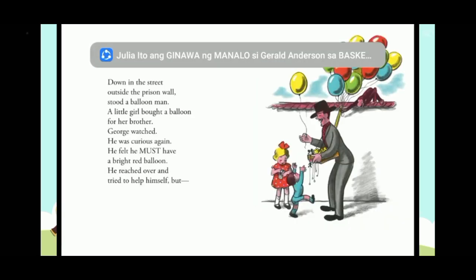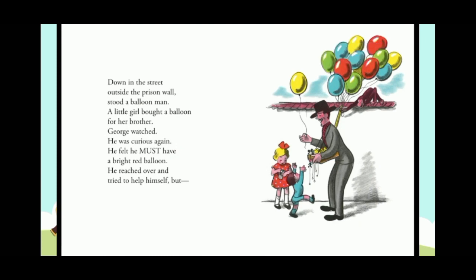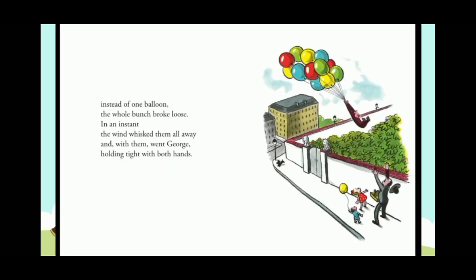Down the street, outside the prison wall, stood a balloon man. A little girl bought a balloon for her brother. George watched. He was curious again. He felt he must have a bright red balloon. He reached over and tried to help himself, but instead of one balloon, the whole bunch broke loose. In an instant, the wind whisked them all away. And with them went George, holding tight with both hands.